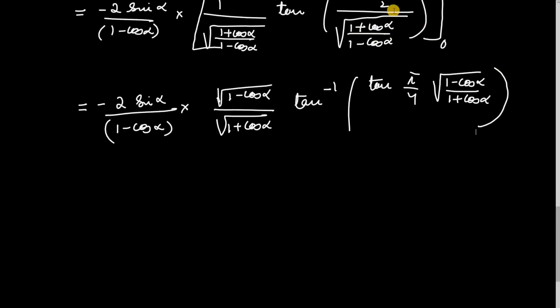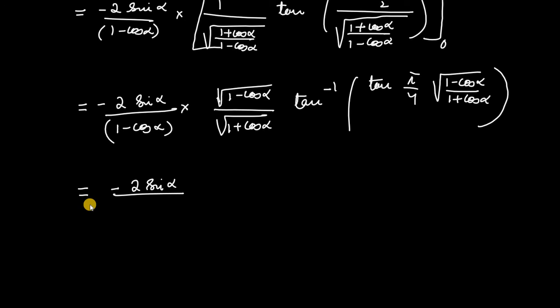And if you substitute the lower limit, then tan of 0 will be 0. So the lower limit will give you 0 only. Now you can simplify this one. It gives you minus 2 sine alpha divided by, if you cancel this one and this, which is under the square root sign, and this is 1 minus cos alpha. So therefore it will be under the square root sign now.